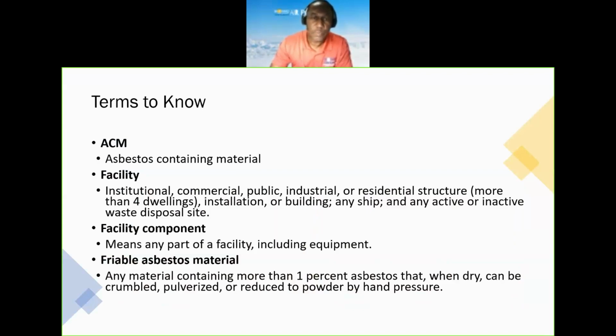Okay, so before we go forward, let's get familiar with some terms. As you can see on the screen, ACM, asbestos containing material. We'll discuss what a facility is, or what's considered a facility under NESHAP regulations, any facility component, and also friable asbestos material. Friable meaning more than 1% and can be reduced by hand pressure, pulverized, and so forth.